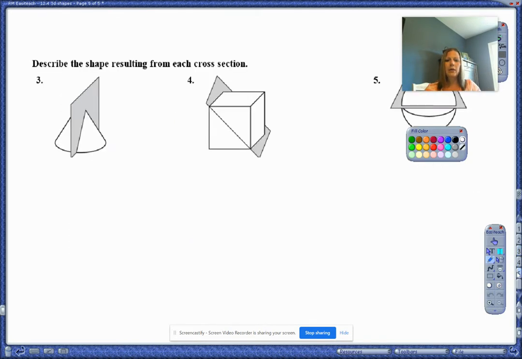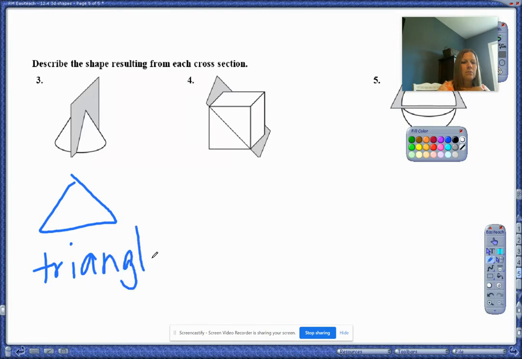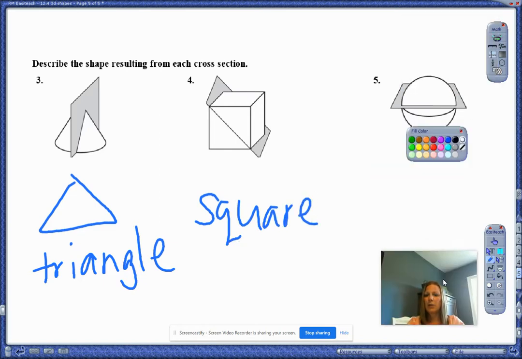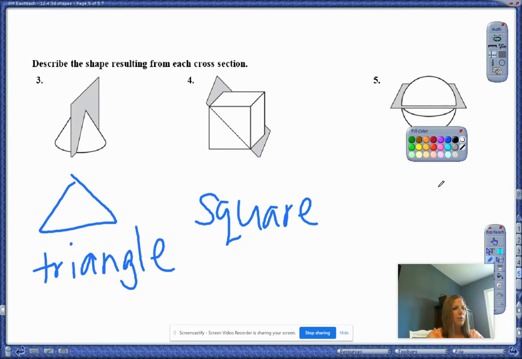So then we look here, and if we cut a cone vertically, we would have a triangle. And if we have this cube and we cut it diagonally, we would have a square. And if we had this sphere and we cut it horizontally, we would have a circle.